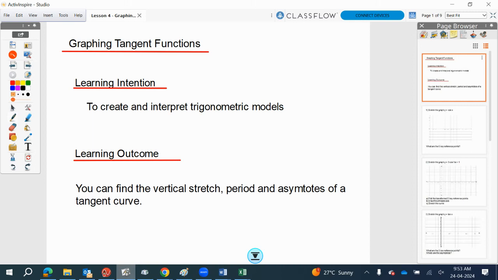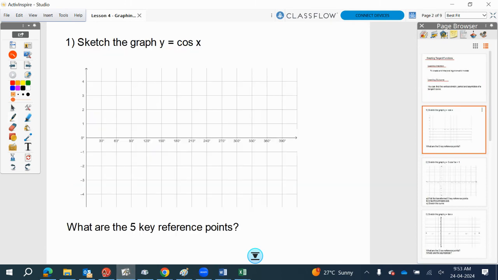All right. We're looking at transformations of trigonometric functions today. The main focus is going to be the tangent function, but I'd like to start off with a cosine function. Have a go at sketching the function y equals cos x for the interval 0 to 360.